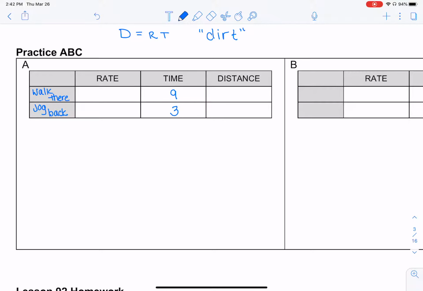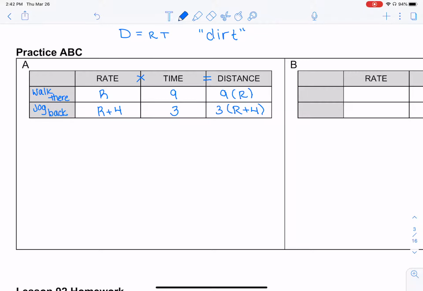How far did they jog, meaning what is their distance, if they jogged 4 miles per hour faster than they walked? So we don't know what our rate for walking is, but we know jogging was 4 more than that, 4 miles per hour faster. So I'm going to put rate plus 4. Okay, and then since it is rate times time equals distance, you're going to multiply the 2 columns that we already have filled in. So 9 times r, and then 3 times r plus 4, and that's what our distance is.